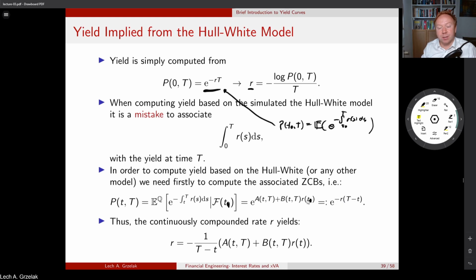So this R here is different than R here. So keep that in mind. Maybe actually here we should talk about R tilde. So this is one which is from the Vasicek model at time T0. This is the yield, which represents the whole zero coupon bond.